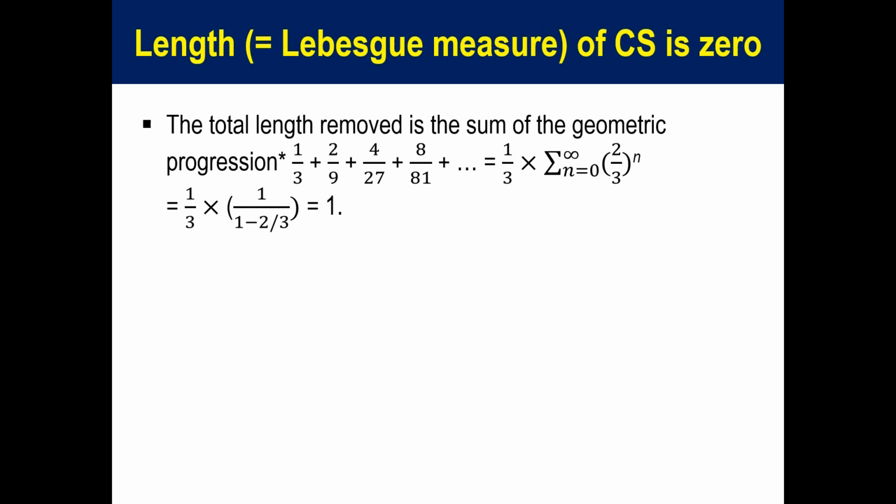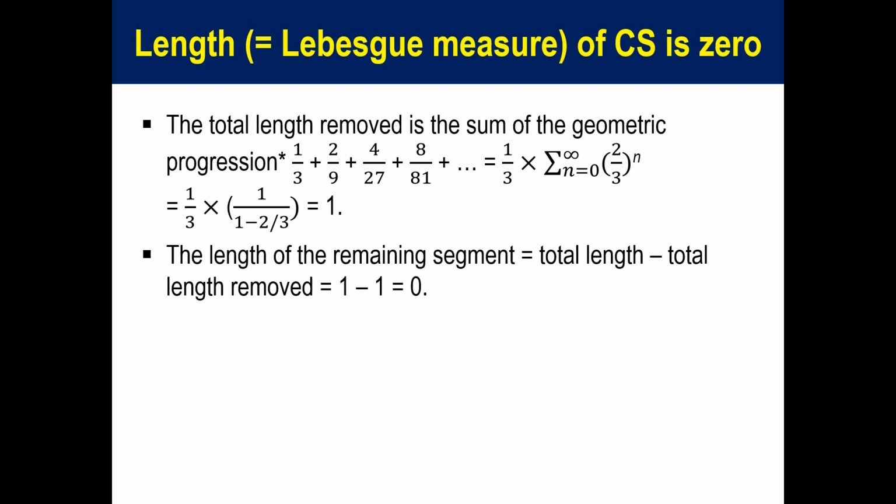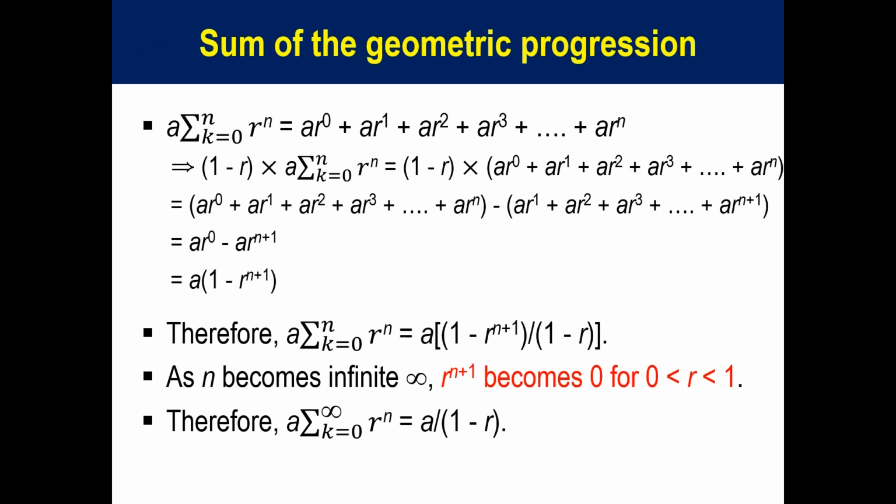And the length, the Lebesgue measure, of the Cantor set is 0. The total length removed is the sum of a geometric progression, which is 1. The length of the remaining segment equals total length minus total length removed, which equals 1 minus 1 equals 0. The sum of a geometric progression is simple high school math. The core of the formula is that r to the power n plus 1 becomes 0 for r smaller than 1.